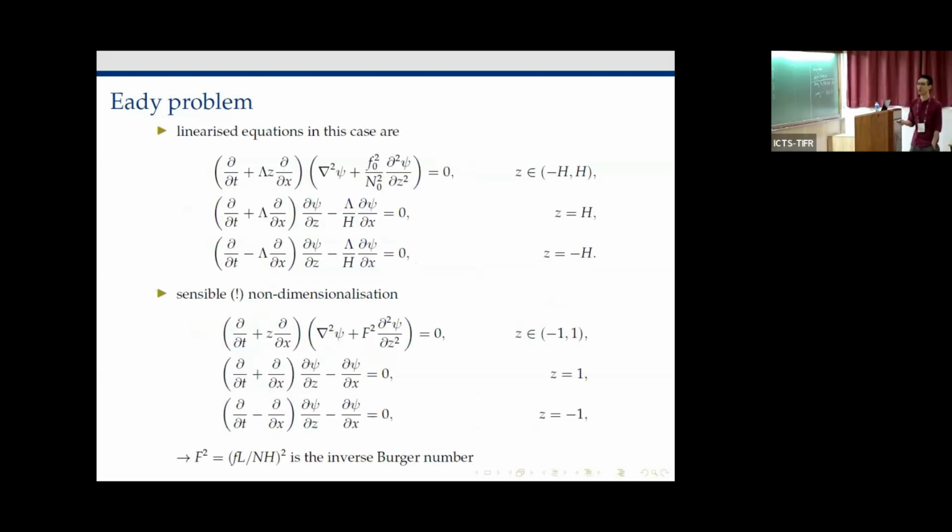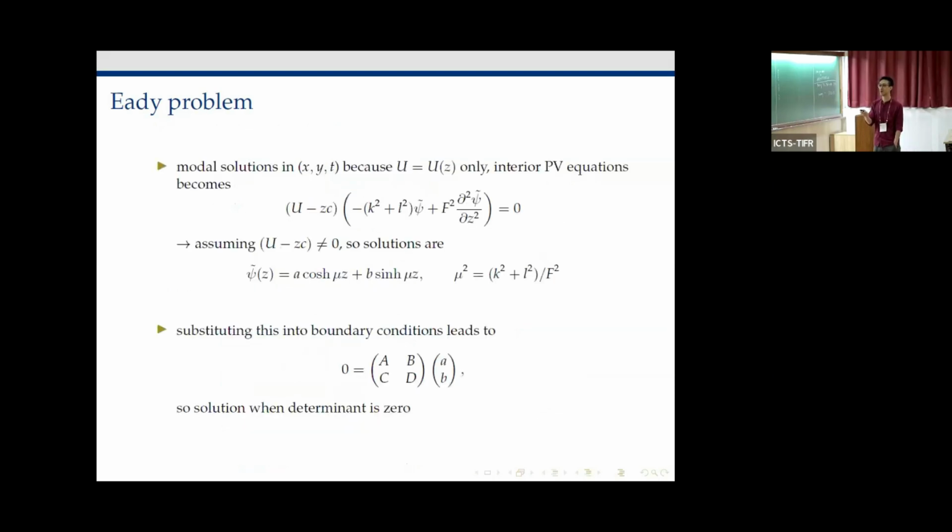If you do the Eady problem, you do all the maths. You shove this in, you non-dimensionalize. There's an F, which is like the inverse Burger number. This is just maths, I'm not going to go through it. So you have your interior equation and then your boundary conditions. The modal solutions here, because my basic state is only a function of z, I can take an l wavenumber. So modal solutions look like this.